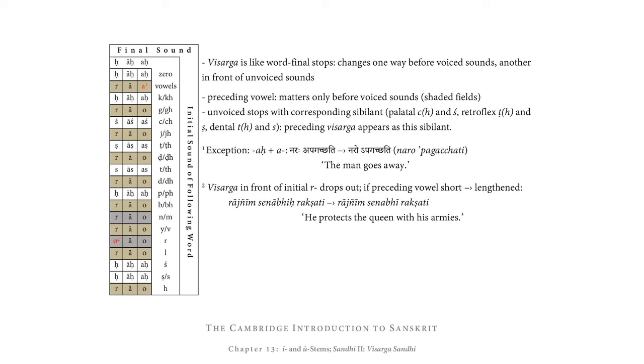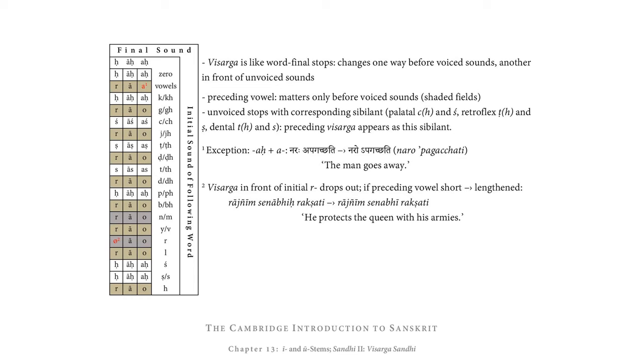And it also remains exactly as it is in front of any sibilant, in front of any S sound, in front of sh, sh, or s, that's close to the bottom of the table. Now, in front of voiced sounds, it does matter which vowel precedes the visarga, so we see things changing in different ways. So, for example, in front of vowels, visarga in the leftmost column, preceded by any vowel other than a or a, changes into an r.